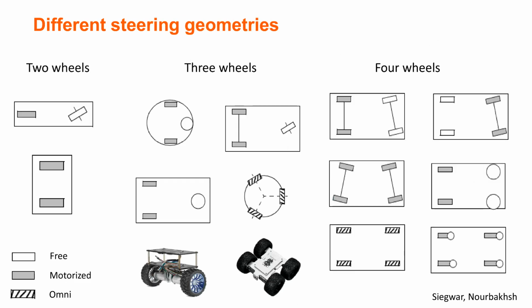Different steering models are used to control a robot's movement. Two-wheeled robots often use a differential drive system where each wheel is powered independently. Three-wheeled robots offer more stability, often using a caster wheel for support. Four-wheeled robots provide high stability and better traction. Some robots use motorized steering, while others rely on free-moving wheels. The choice depends on the application and terrain where the robot operates.